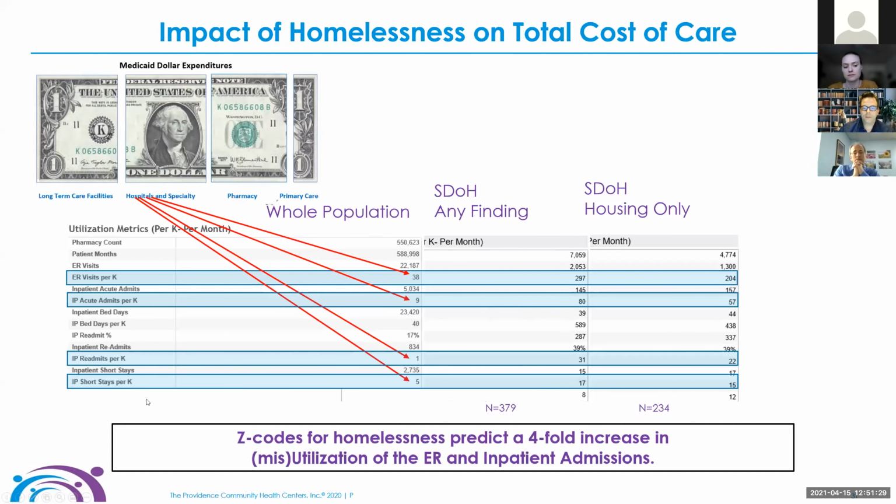Big differences. So Z codes for homelessness predict at least a 4-fold increase in, and I put in parentheses, misutilization of the ER and inpatient admissions. It's a little unfair of me to say misutilization because most people who work with the homeless would tell you it was totally appropriate for them to go because they didn't have anywhere else to go. We haven't built that place for them to go yet. And if you need a warm place to stay at night, and that's the one that's paid for right now, that's where you should go.